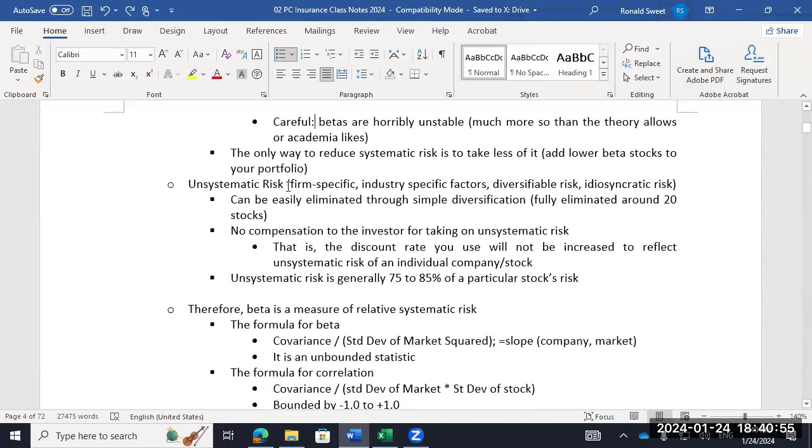So unsystematic risk is firm specific, idiosyncratic. It's very easy to eliminate. You can do it in one phone call. You can call Vanguard and buy their US stock mutual fund, and you've eliminated all of your unsystematic risk. And so what the theory says, and this is real critical to where we're going, is there's no compensation to the investor for taking unsystematic risk.